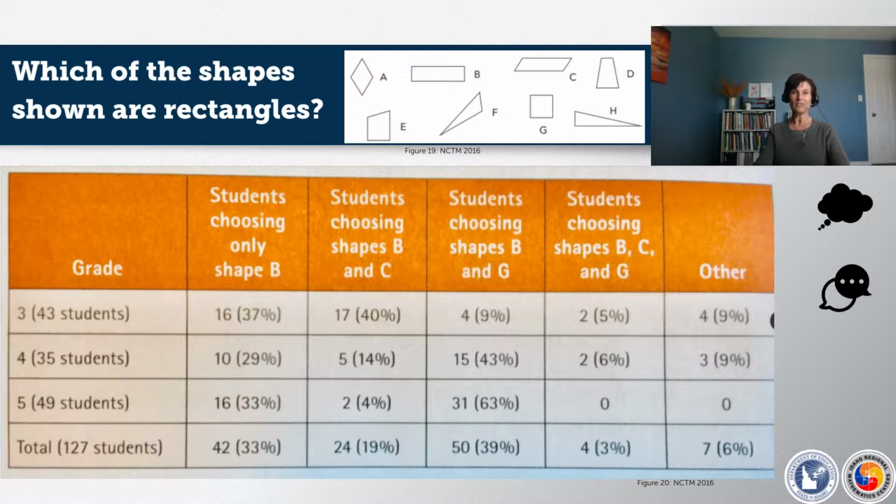Mastery of our first grade standard was demonstrated by students who selected shapes B and G. They know that a rectangle has four sides made up of two parallel lines and four right angles. What implications does this data have for us as educators? Take some time to discuss and then come back together.